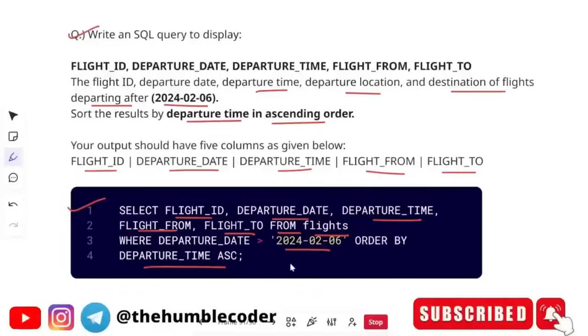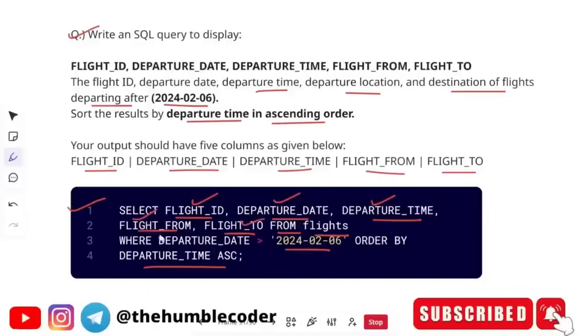Now let me tell you what all these things mean one by one. Okay, first of all, flight ID basically is displaying the unique flight identifier which is there in the table. Next we have departure date. It is basically for showcasing the date of departure. Departure time is for displaying the flight's departure time. Next we have flight from, which indicates the departure location. Flight to simply indicates the flight's destination.